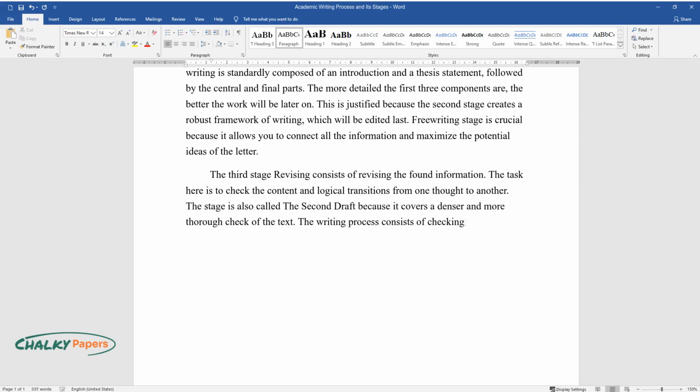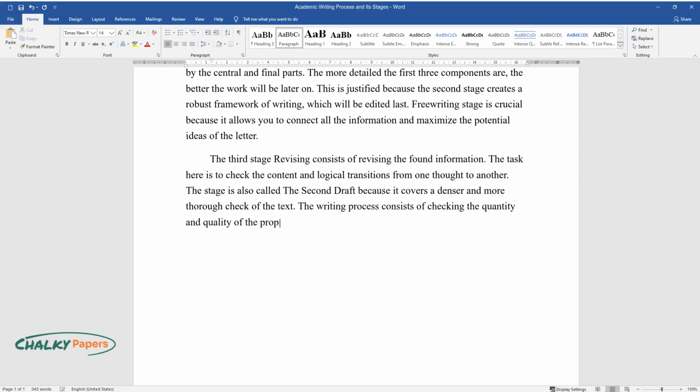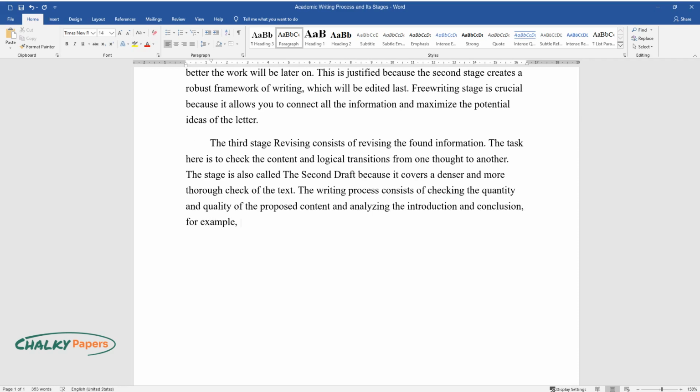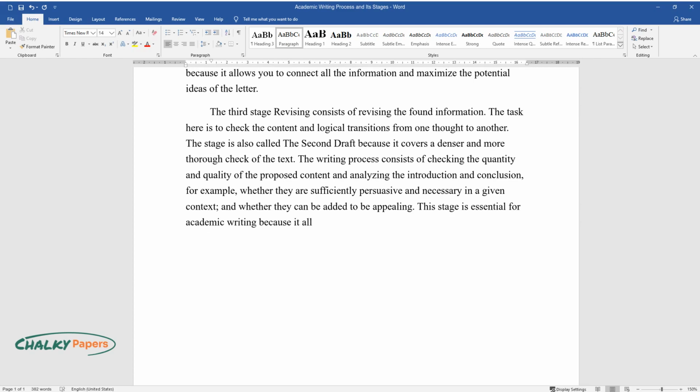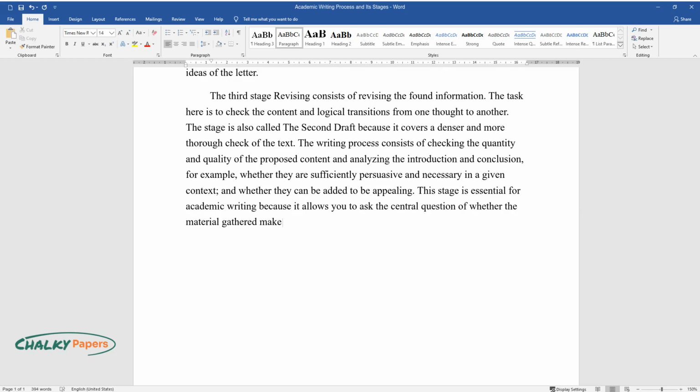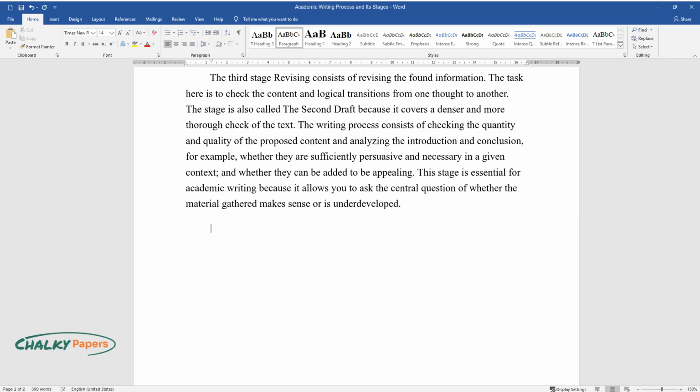The writing process consists of checking the quantity and quality of the proposed content and analyzing the introduction and conclusion, for example, whether they are sufficiently persuasive and necessary in a given context, and whether they can be added to be appealing. This stage is essential for academic writing because it allows you to ask the central question of whether the material gathered makes sense or is underdeveloped.